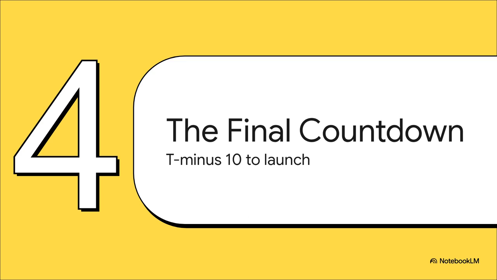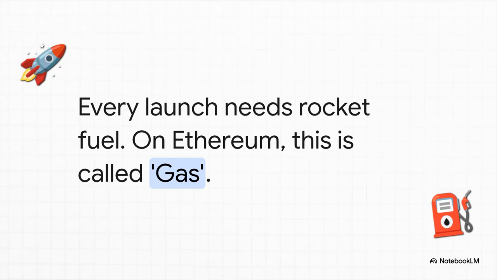All right, let's assume our simulations went perfectly. It's time for the main event. All the checks are done, the systems are ready, and we are officially entering the final countdown for deployment. You can just feel the excitement in the air. But let's be real, you can't get a rocket into orbit without a massive amount of fuel, right? You need all that energy to break free. And on Ethereum, the fuel for any operation, especially launching a contract, is called gas.